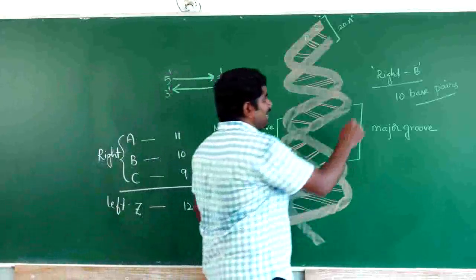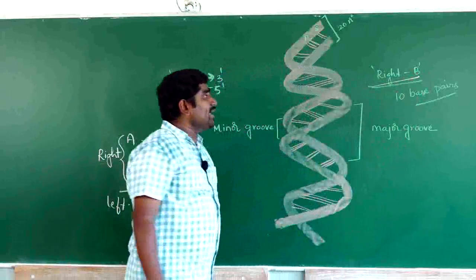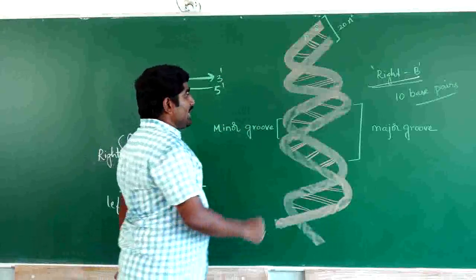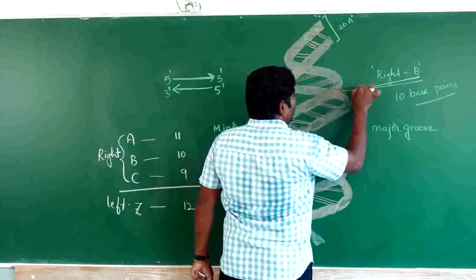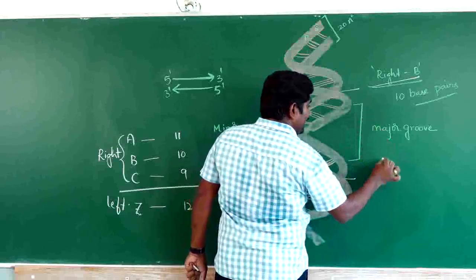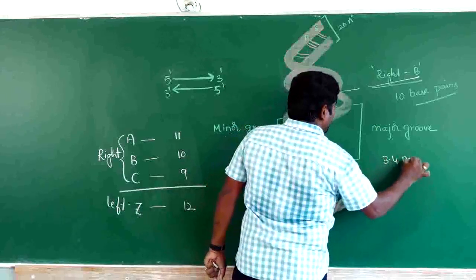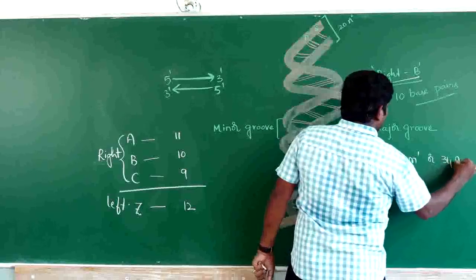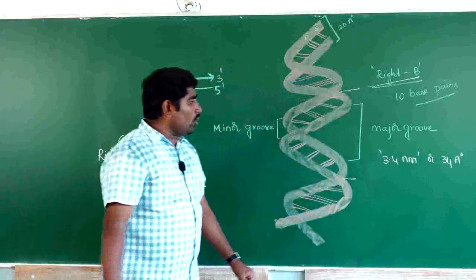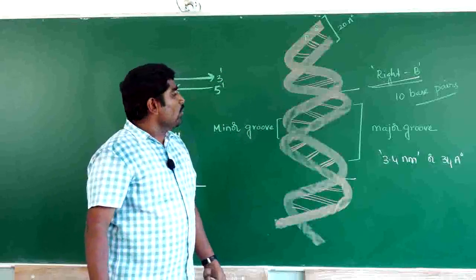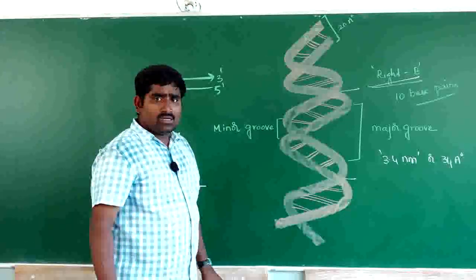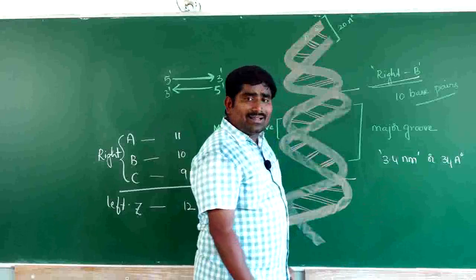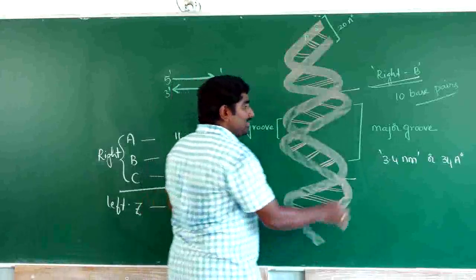Now we are discussing the characters of B DNA. B DNA is also a right-hand helix, where the helix turns to the right side. This is one full turn. From here to here, the length of a full turn is 3.4 nanometers or 34 angstroms, because 1 nanometer equals 10 angstroms.